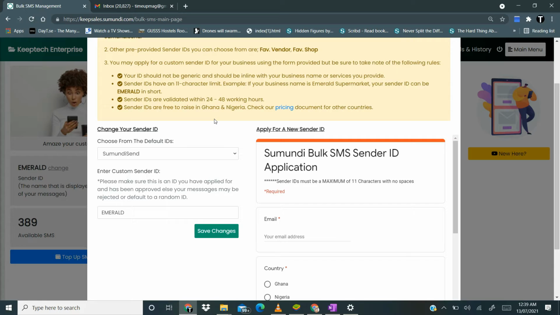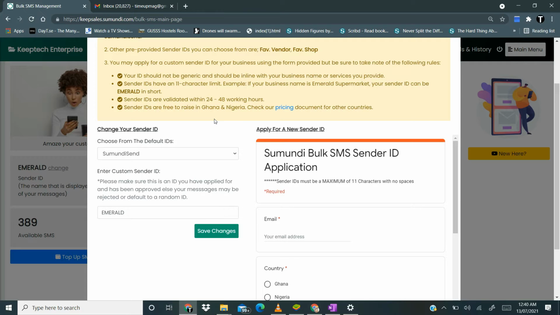The name should be tailored to the kind of service that you provide. Now the second is that sender IDs have an 11-character limit. When you're applying for a sender ID, you are restricted to 11 characters. It gives an example that if your business name is Emerald Supermarket, your sender ID can be Emerald in short. Always take note that it has to be a maximum of 11 characters. If it exceeds 11 characters, the application will be rejected and you'll be required to reapply.